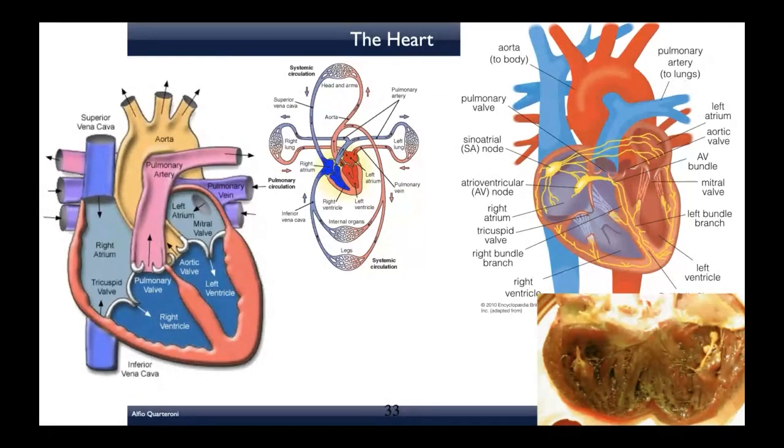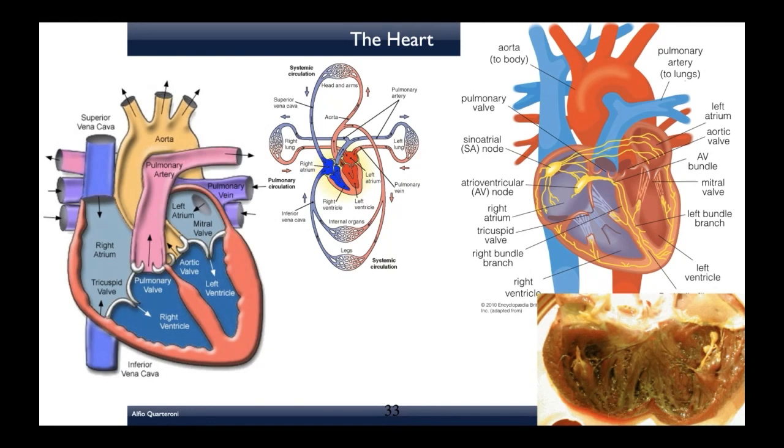What is the engine? I mean, we don't have a battery here, right? We need an engine. What is the engine? Well, the engine is due to a signal, an electric signal that is generated spontaneously. Fortunately, we don't have to do anything for that, right? At a specific place, you see on the right, this sinoatrial node.